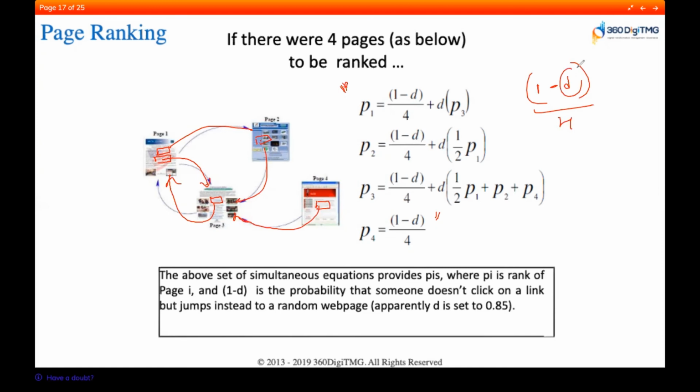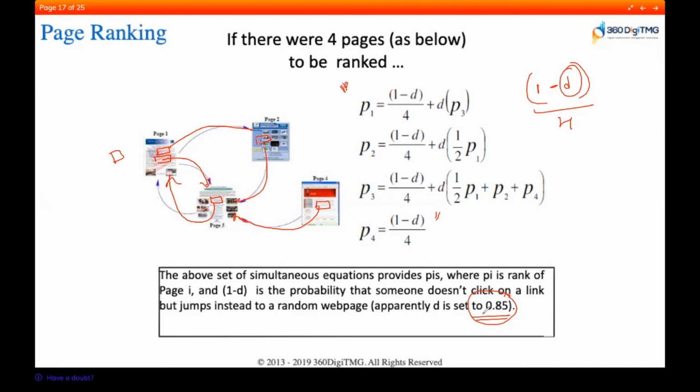What is d here, right? You must be having that question. By default, the value of this d is going to be 0.85. That means there is a probability of 0.85, or you could say 85% probability associated with clicking on page 1, or maybe page 2, or maybe page 3, or maybe page 4.